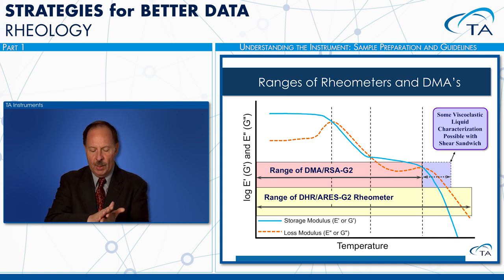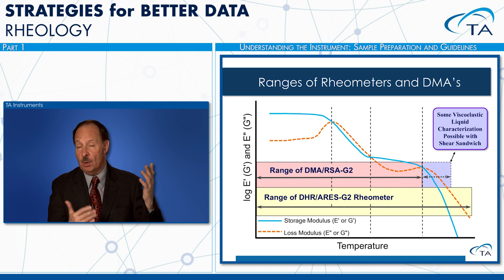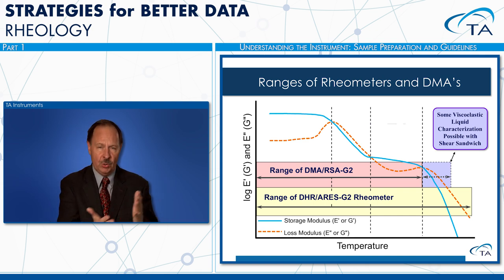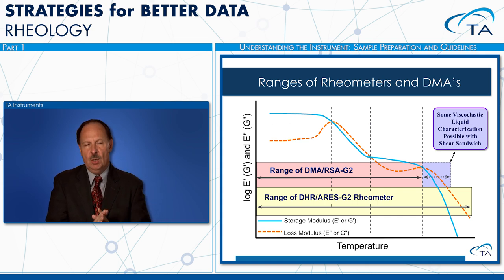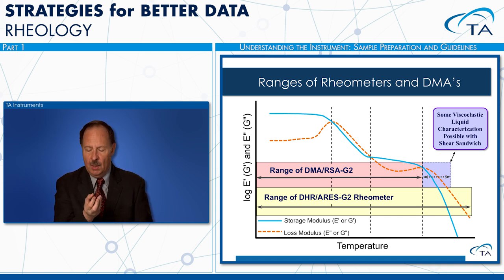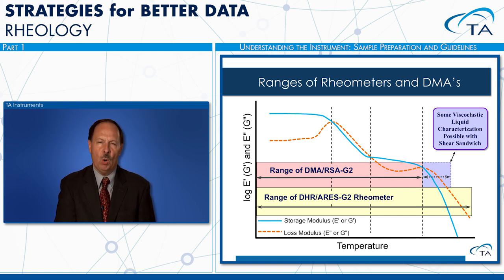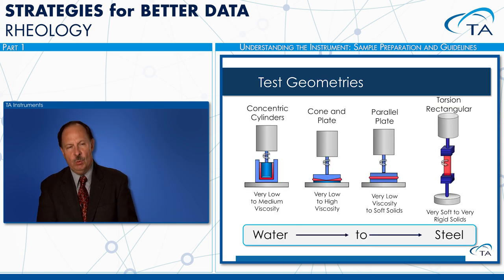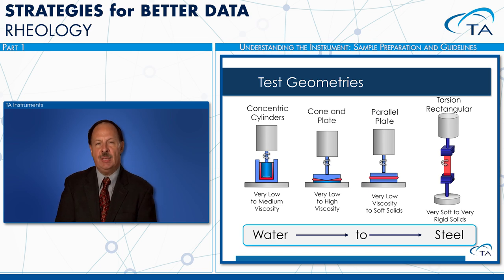You can also do shear testing and find out where your material is going to solidify. You can go to the low temperature region. The one thing to keep an eye on, if you're going to low temperatures, if your sample gets very stiff, you can start getting into compliance issues. So that's just something to keep in mind. But the rheometers give you a very wide range of temperatures over which you can characterize your materials. This slide shows what are the common geometries that are used for characterizing material.